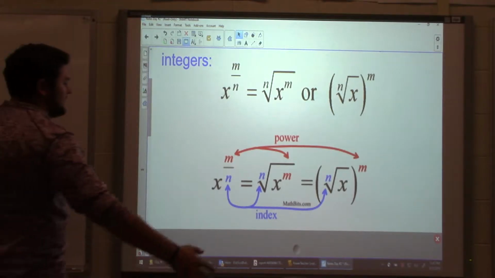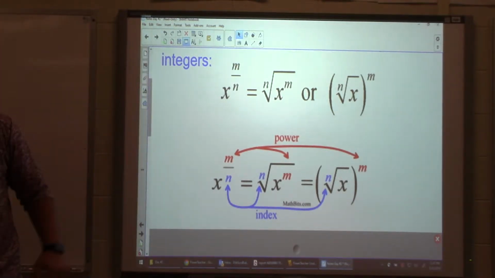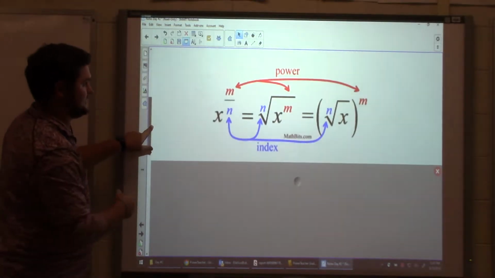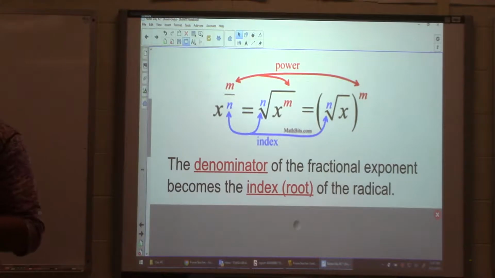Our denominator becomes what we call the index, or the root. The index or the root, and that's all explained in these other fill in the blanks you're supposed to be doing. So the denominator becomes the index or the root. I'm going to call it the root 99.9% of the time. But it's also referred to as the index of our radical.